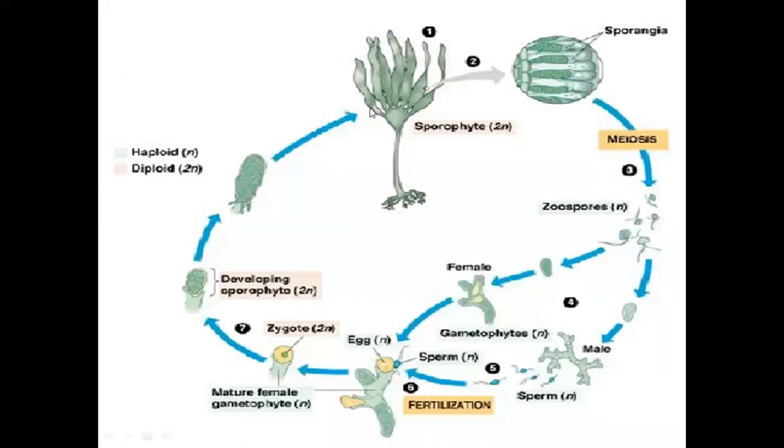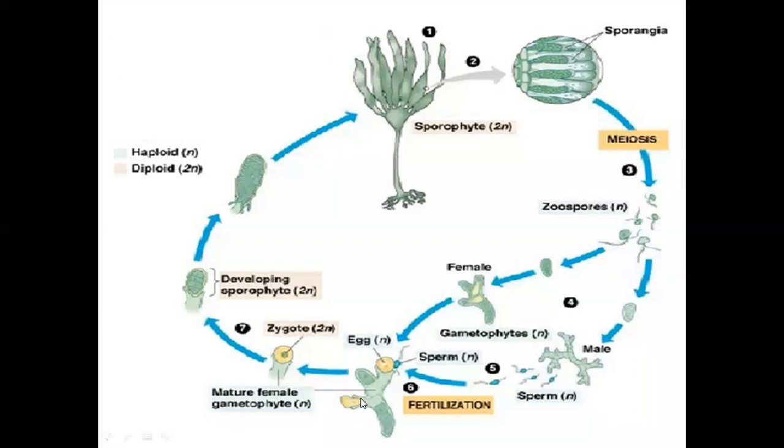Now, there is a sporophytic plant body. Due to the meiosis process, they are giving rise to zoospores. Some of these zoospores are developing into males, and some are developing into females. Now, they both are releasing gametes.